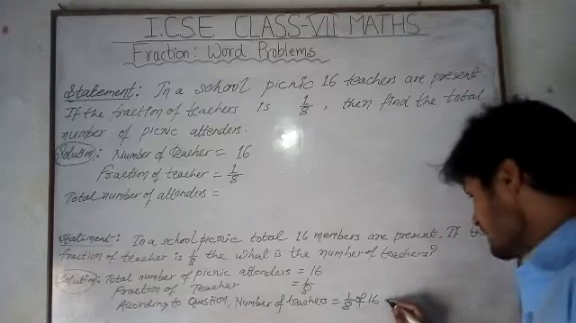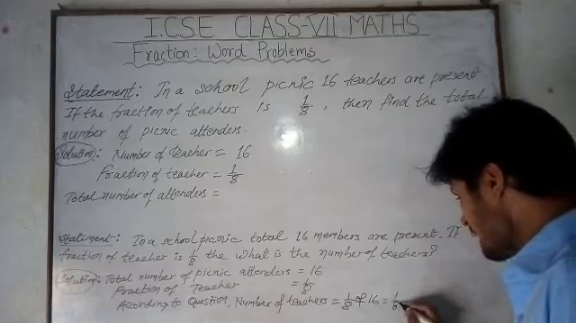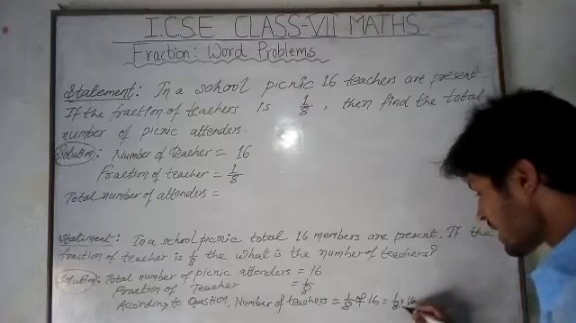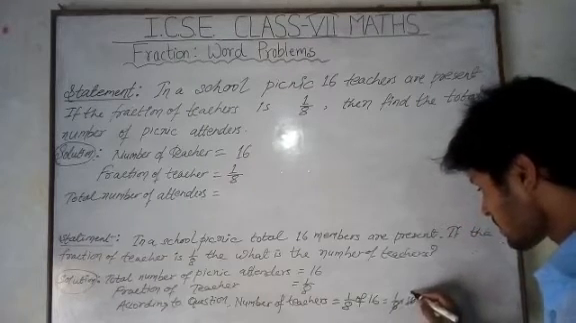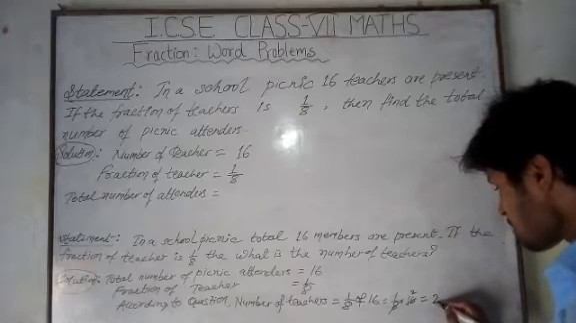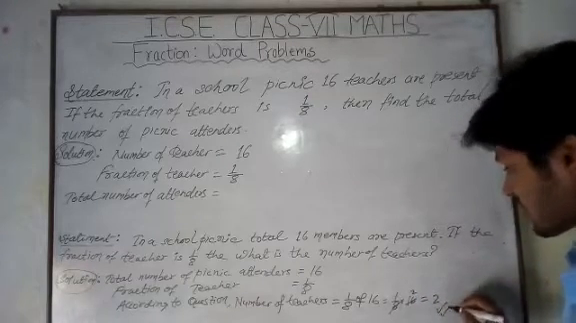So here we can easily calculate this. 1 by 8 into 16, and this 8 cancels with 16, we will get 2. So 2 is the number of teachers. Here 2 is the answer.